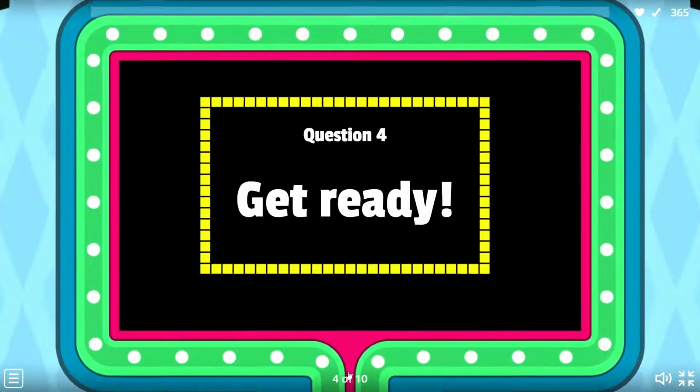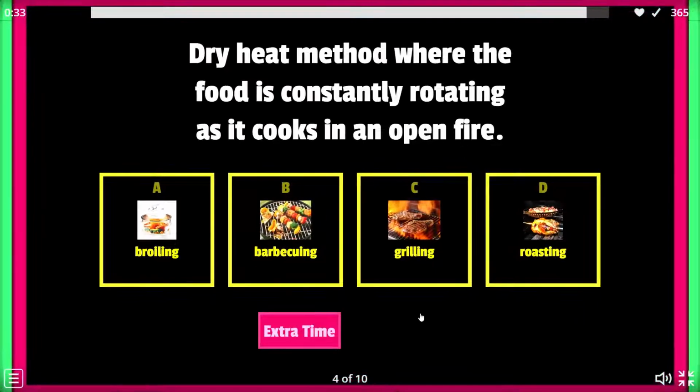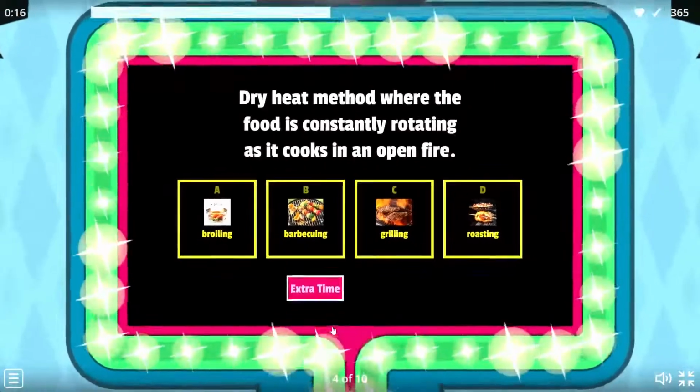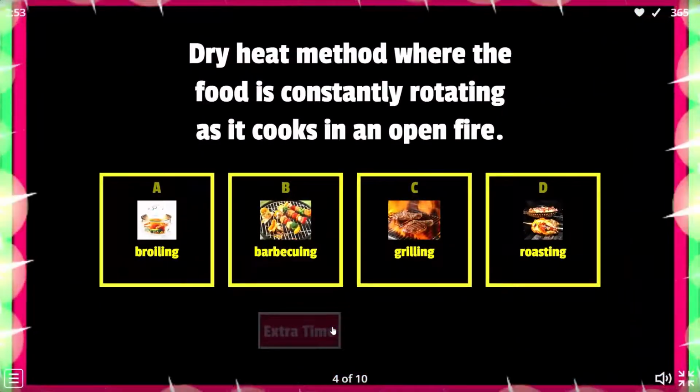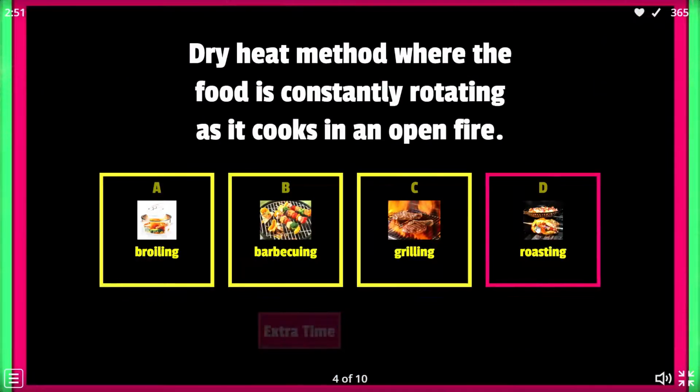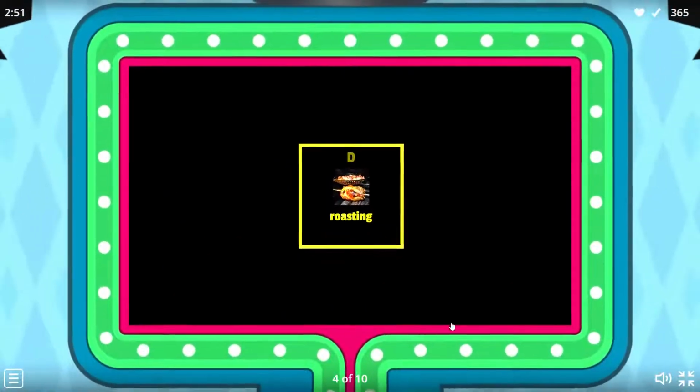Next question. Dry heat method where the food is constantly rotating as it cooks in an open fire. Is it broiling, barbecuing, grilling, or roasting? And the answer is, let us use the extra time. Okay, and that is roasting.